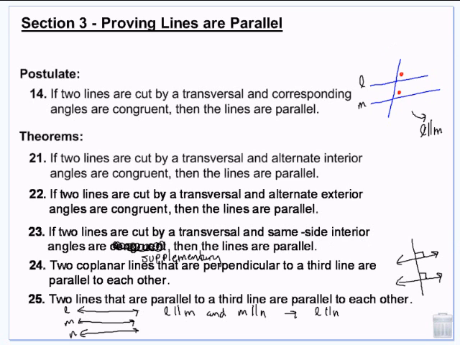So that's not a postulate? These are theorems. These are reverse of yesterday's. These are new. So basically what we're saying is we can go both ways on this. If we have lines that are parallel, we can say that the angles are congruent. Or if we have angles that are congruent, we can say that the lines are parallel. It's flip-floppy. Okay?